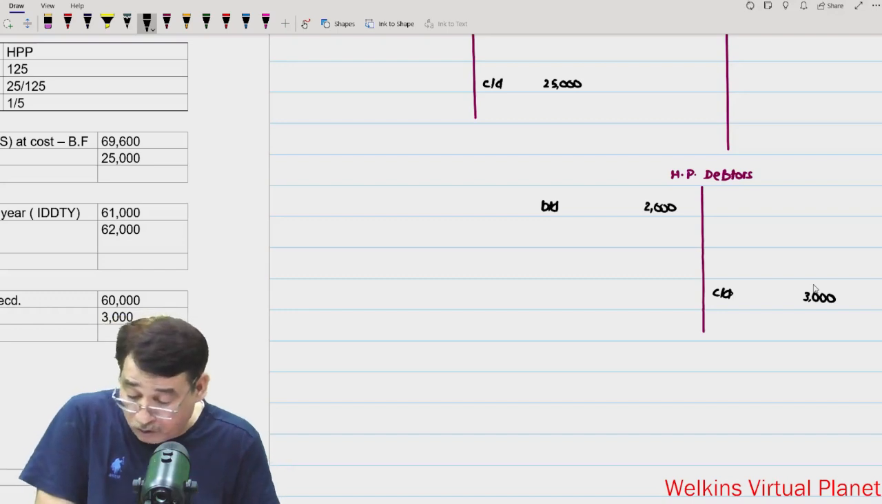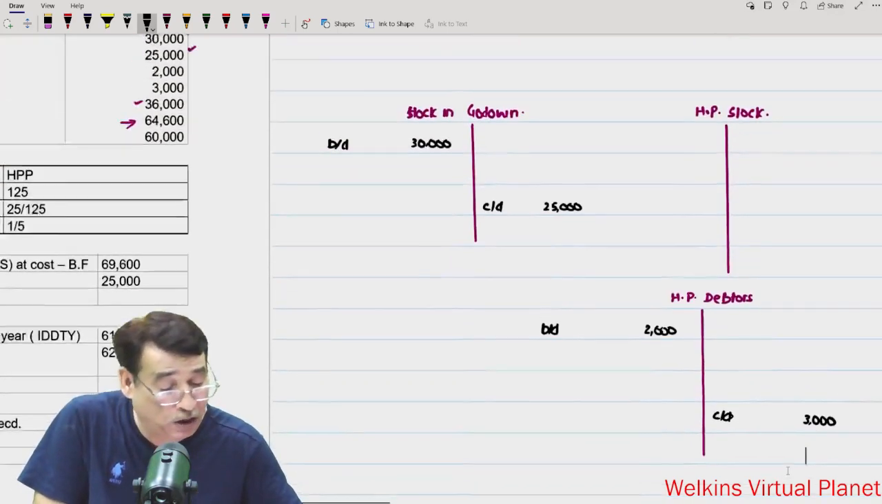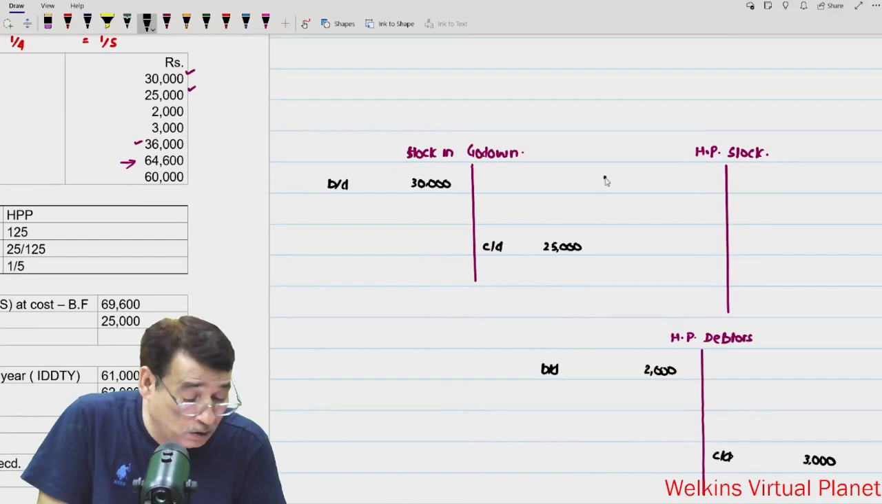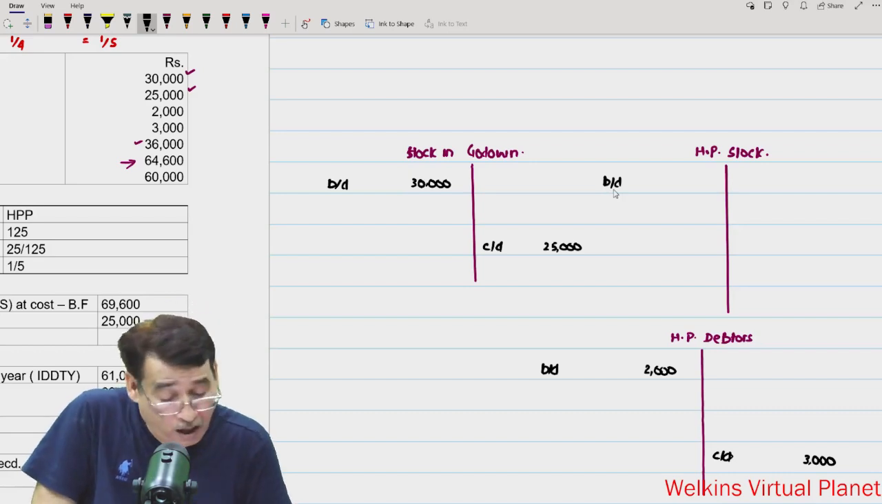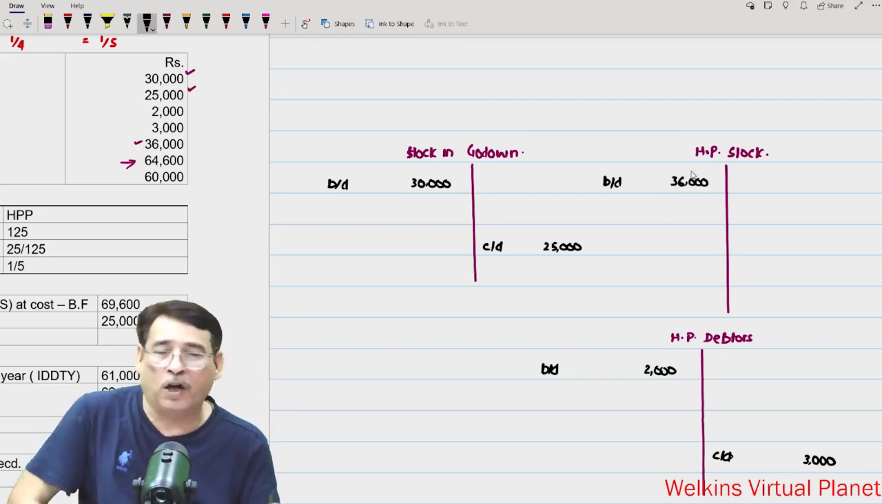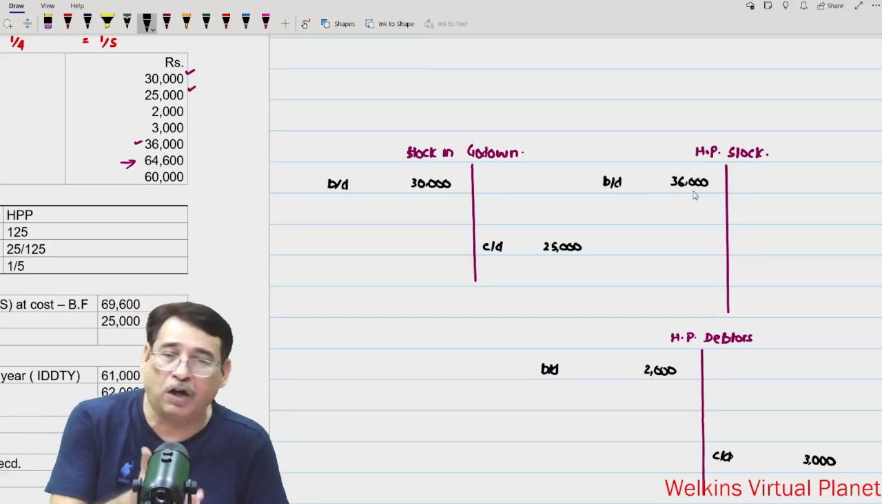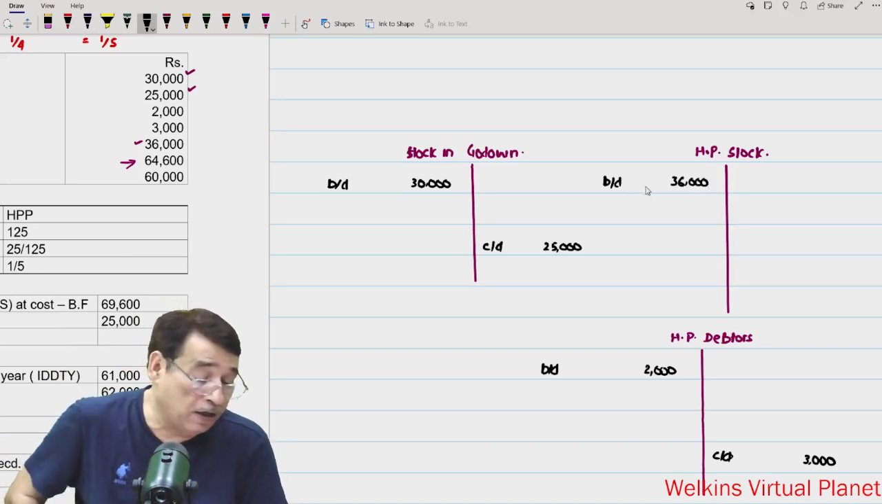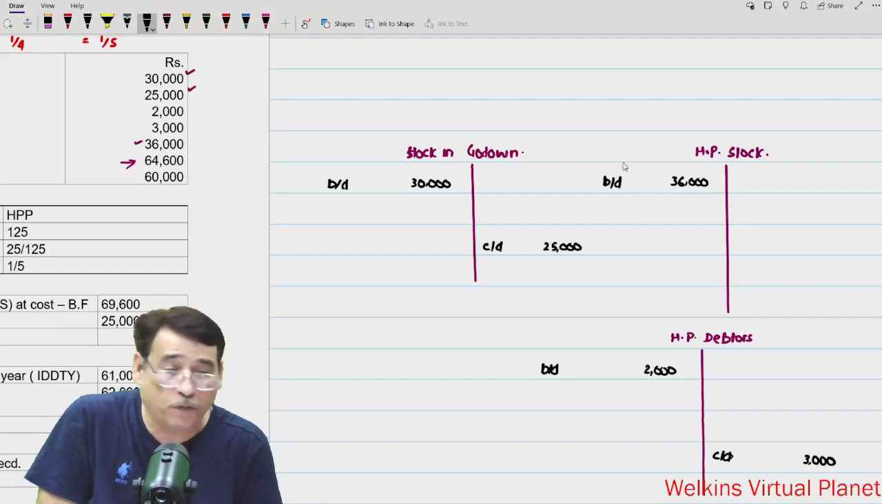After this, it is given to us goods with customer on higher purchase on 1/4/2021. Goods with customer, that means we are talking about the higher purchase stock account. So the customer is already having, in the higher purchase stock account, a balance brought down, that is goods with customer 36,000, given in the question. So 36,000 I am going to write in the higher purchase stock account. That means the seller is supposed to receive 36,000. These installments might not have fallen due in the last year, so now they will become due, correct? So balance brought down, this much stock is already with the customer, 36,000.